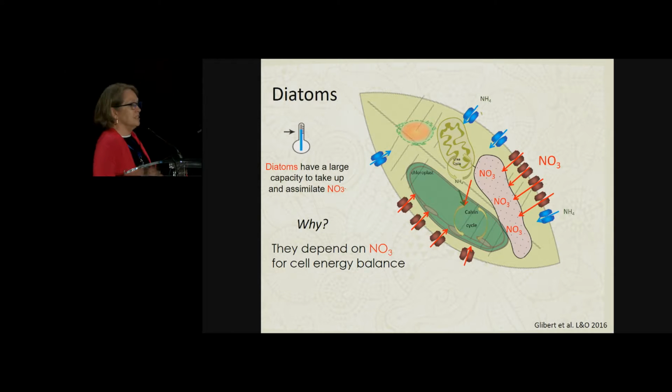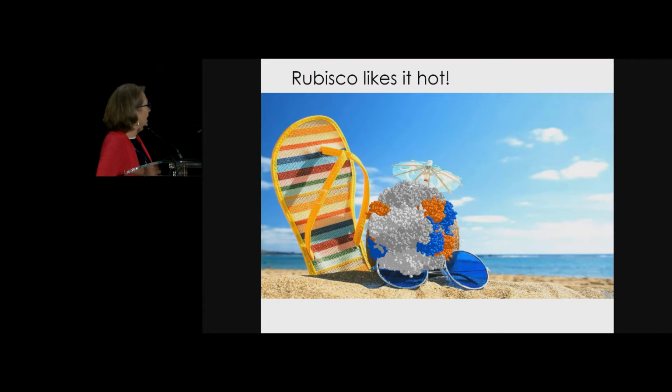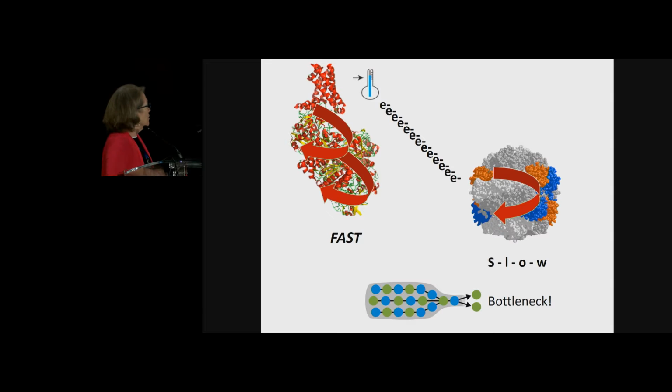And this is particularly true in cool waters, and we know that diatoms are most common in upwelling areas, spring blooms, and it's in cool waters that nitrate reductase does very well. Nitrate reductase likes it cool. On the other hand, the carbon assimilation enzyme Rubisco likes it warm. So we have a disconnect between the temperature optima of these two assimilating enzymes. And along the electron transport chain, this leads to a bottleneck.